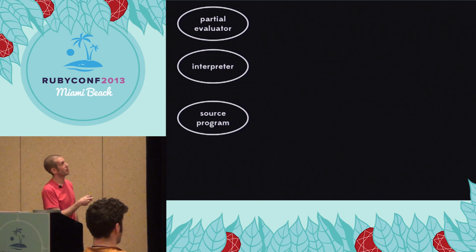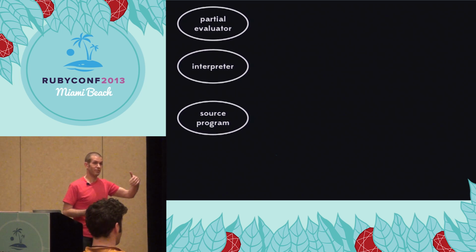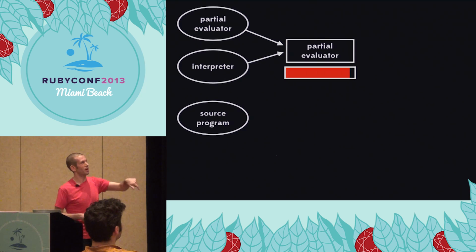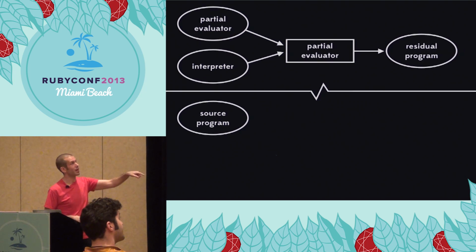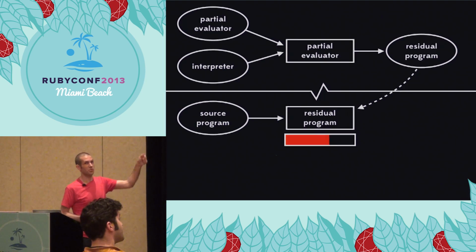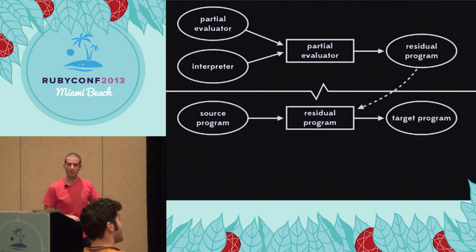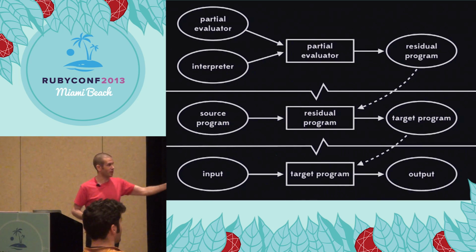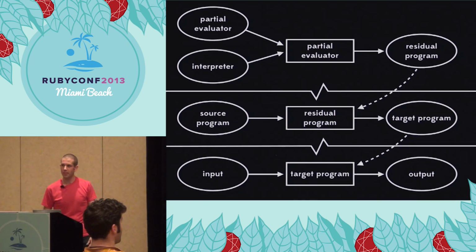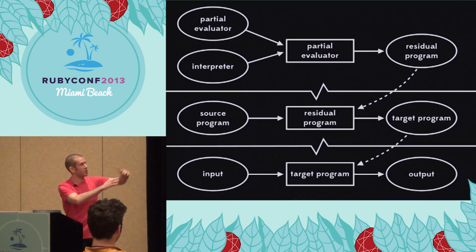So treating the partial evaluator as input, you can feed the partial evaluator and the interpreter into the partial evaluator, and when that runs, you get a residual program out. When you've got the residual program, then later on, you can run that with the source program as input, and you get a target program out, and then later on, you can run the target program with the original input to the program and get some output out, right? So that makes sense. We've just split it apart with time again.